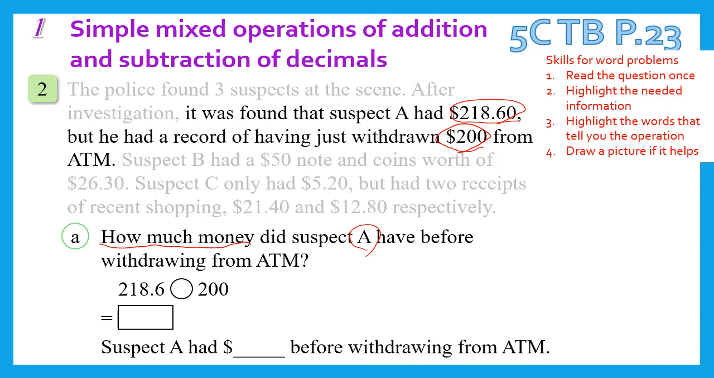Okay, so because the question is asking how much A had before withdrawing from the ATM, A has this kind of number, and then he gets 200 after withdrawing from the ATM, and he has $218.6 after that. So it's asking you this one. So you can find this by using subtraction, and you can find out the answer is 18.6.